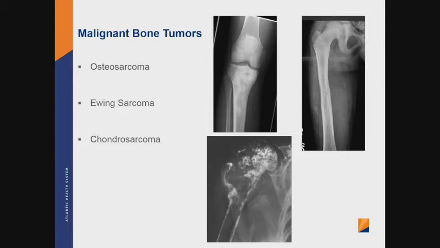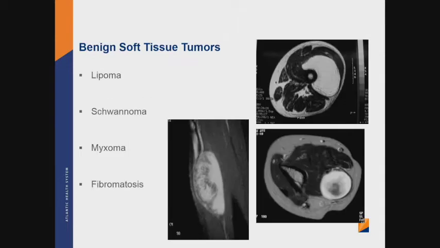Ewing sarcomas don't produce anything, so you'll never see any sort of mineralization with it. All you'll see is some permeation in the bone of a lesion. When you know that there's a lesion in the bone and you can't make out where the beginning and end is, you know that that's a bad lesion. This is an example of a chondrosarcoma. Chondrosarcomas usually have heavy calcifications within them. And chondrosarcomas would be the most common bone sarcoma in an adult.